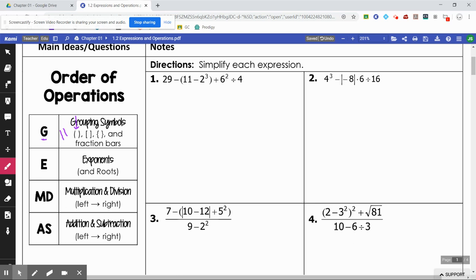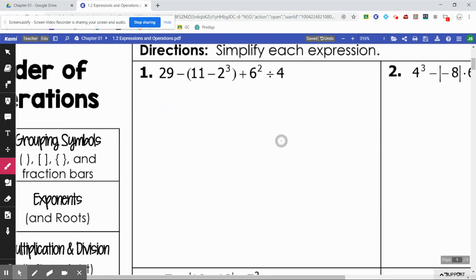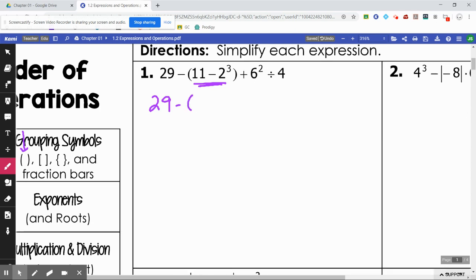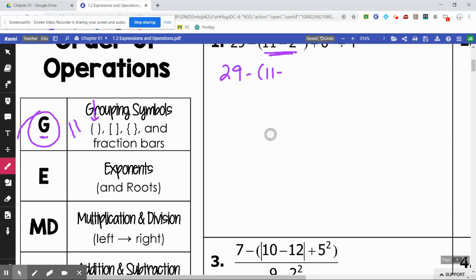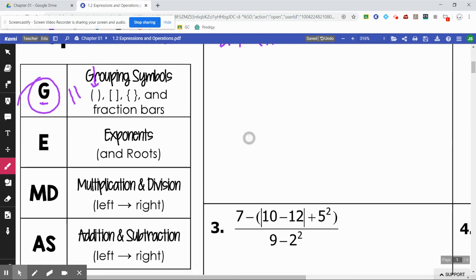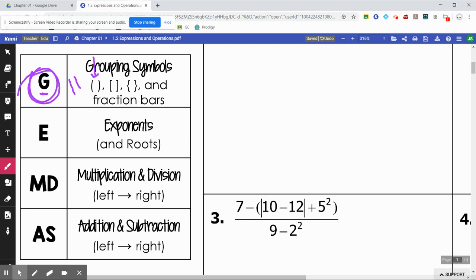Number one, simplify the expressions. First off, let's do all grouping symbols first, and we have some grouping symbols here. So inside of grouping symbols we have, and if you can do this whole thing in your head inside grouping symbols, that's great. Let me zoom in a little bit. So you have 29 minus, you have 11 minus 2 to the third. We always, inside the grouping symbols as well, we have to follow these orders. So inside of grouping symbols, if you have other grouping symbols, do those first, and then do exponents, then multiply, divide, then add, subtract last.